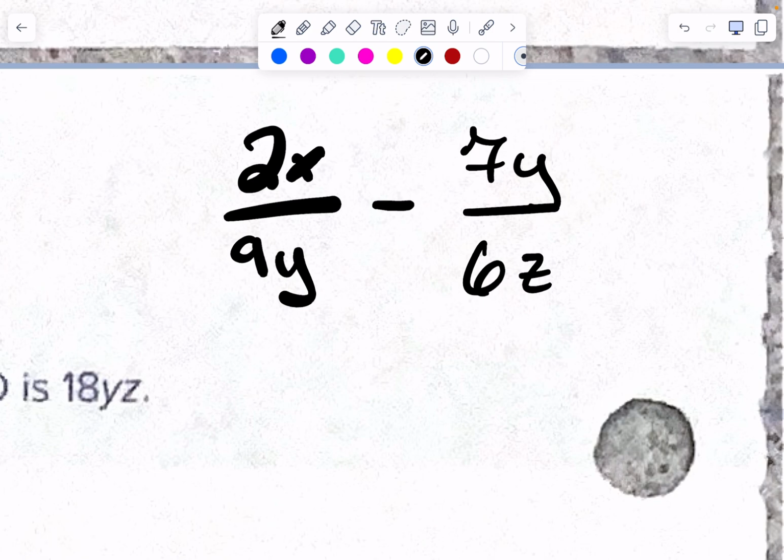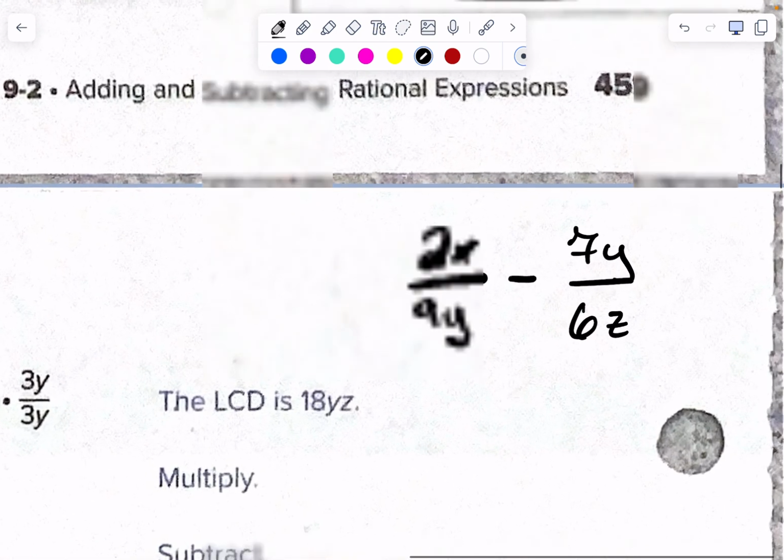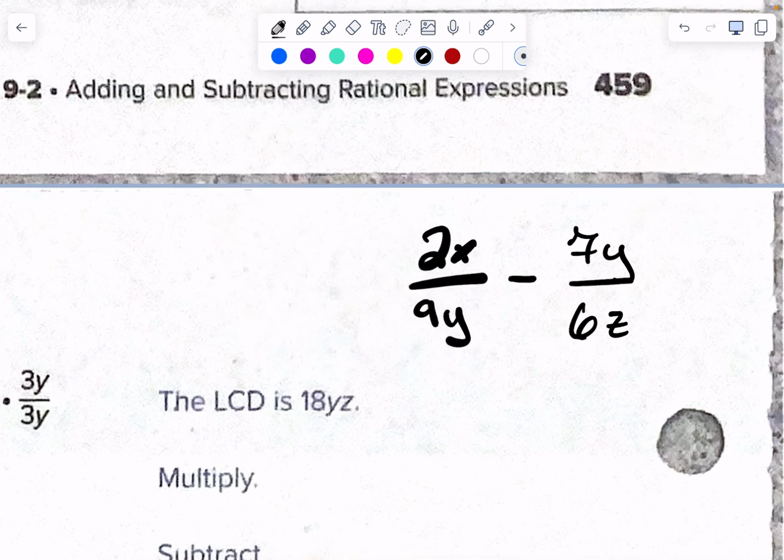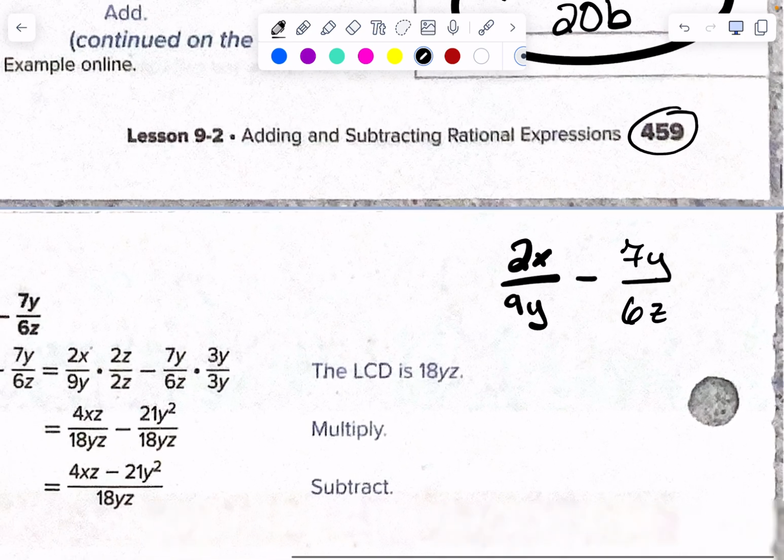Everybody find where we're at. Oh, no, you're right. 460. I thought it said 499. Shoot. Dang it. All right, so 460. Top of page 460, not 450, not 500.